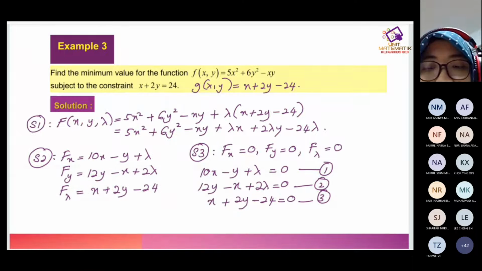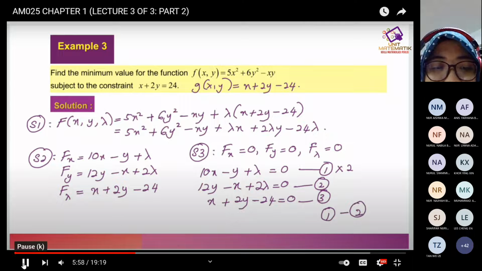and equation 2. Now we try to eliminate the value of lambda. That means equation 1 times 2. And to process the simultaneous equation, equation 1 minus equation 2.